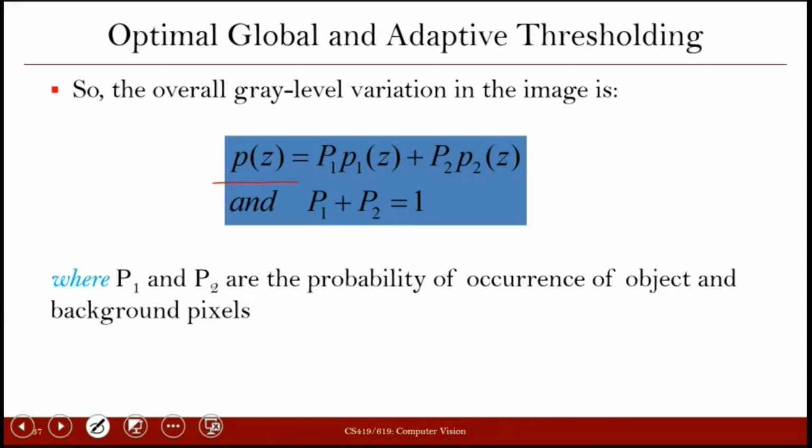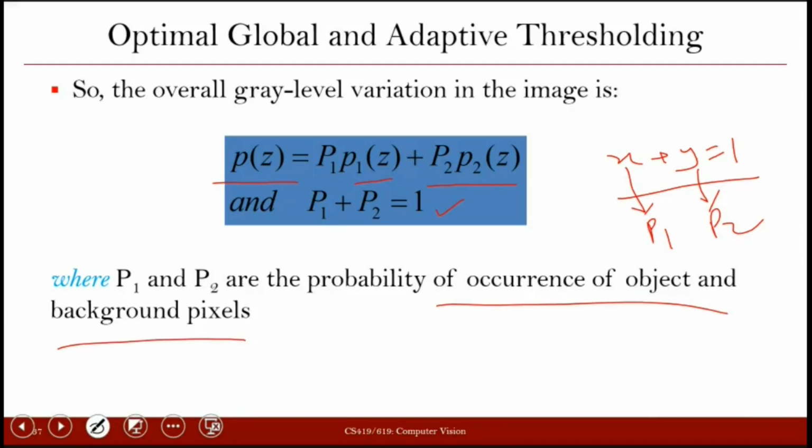We can say that PZ is nothing but equal to P1 times small p1z plus p2 times small p2z, where p1 plus p2 is 1. Because if any pixel you are choosing has probability x to belong to foreground, and probability y to belong to background, then the sum of this is going to be 1. So that is why we are saying this. This is our p1 and this is our p2. So p1 and p2 are the probabilities of occurrence of object and background pixels.